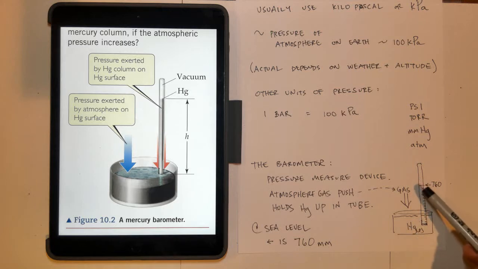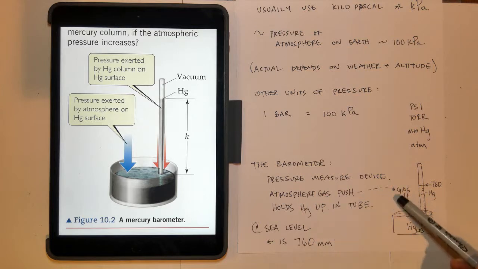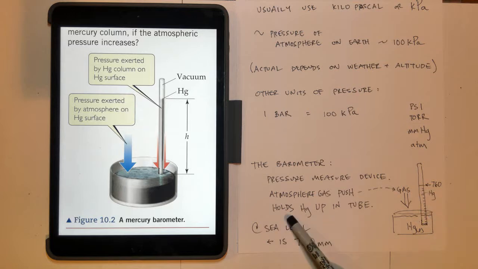But a lot of it is held up inside of the tube because there's an atmospheric gas pushing down on this mercury, and therefore it pushes back up against this mercury in the tube, and it holds the mercury up in the tube. This distance from the level of mercury here to how high it is in the tube is a pressure measurement. At sea level, here on Earth, that distance from here to the top is 760 millimeters.